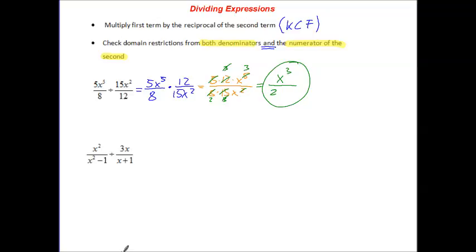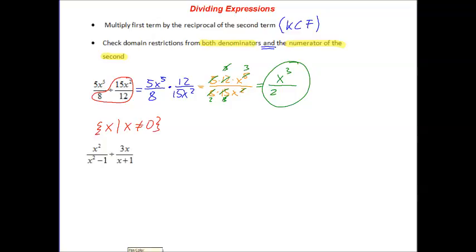Now let's look at the domain restrictions. We need to check both denominators and the numerator of the second fraction. And that is, of course, because as we rewrite it as a multiplication problem, we flip the second fraction, and now our 15x squared is in the denominator. So from the original denominators, we have no restrictions, but obviously x cannot be 0. Otherwise, 15x squared would turn to 0. And here are all of our restrictions.